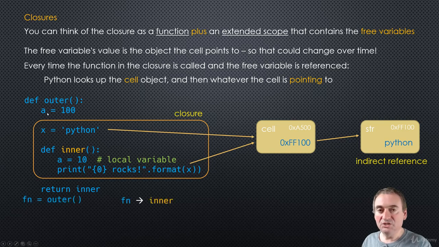You'll notice that a is not part of the closure, right? Because a is a local variable here and a is a local variable here. They're not the same a's. They're not part of the closure, therefore.